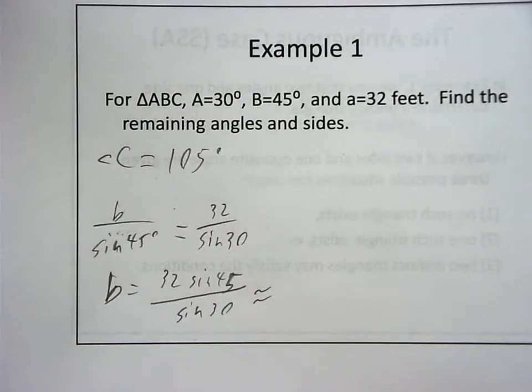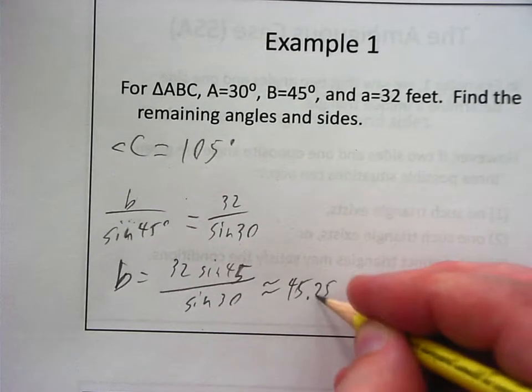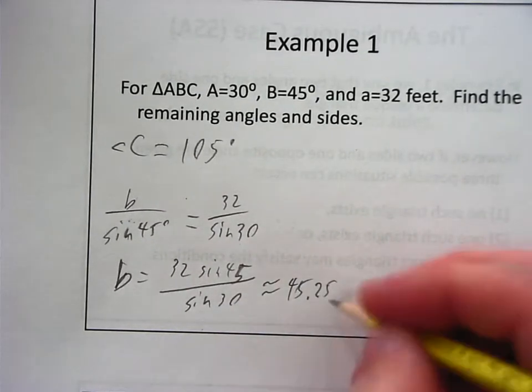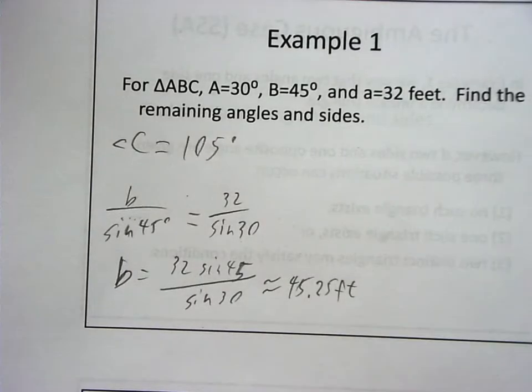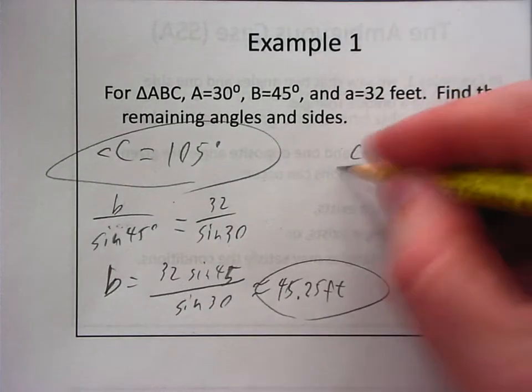What do you get? 45. Anybody else get that? Yes. 45.25. What would be the units on that? Feet. Okay, so there's side B. What else do we have to find yet? Side C. So set up the same type of fraction.